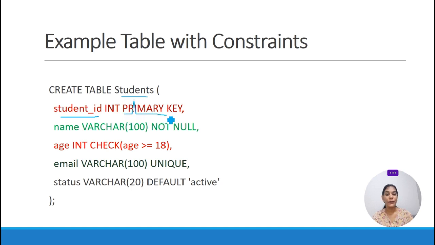So we mention a primary key in the end. Then for name, it means the name should contain some value. Every student should have some name. Then age, every student's age should be greater than or equal to 18. For email address, we use unique. Every student has a specific unique ID.